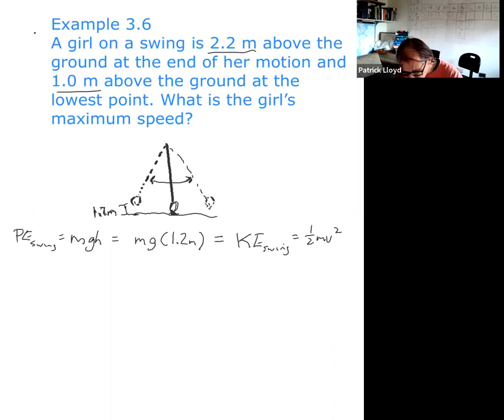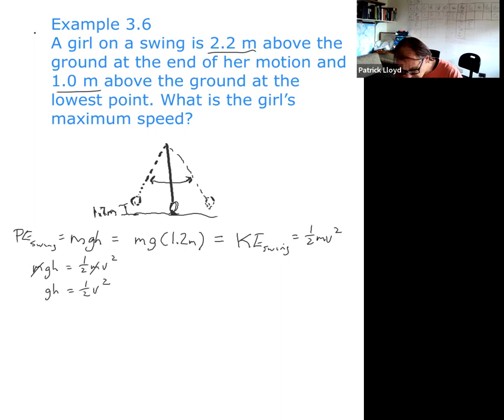We can say that mgh is equal to 1/2 mv squared. And look what happens to the m. The mass cancels. So now you've got gh equals 1/2 v squared. So we don't need to know what the mass is, okay? The question is, what's the maximum speed? What's the velocity? Well, that would be the case where all the energy has been converted into kinetic energy. So we want to solve for v.